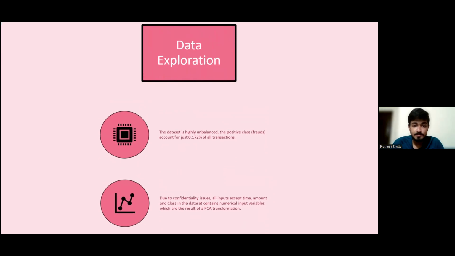I performed data exploration as well. Once I performed data exploration, I realized that this data set is highly unbalanced. The positive class, which is frauds, accounted for just 0.172% of all transactions. Due to confidentiality issues, all inputs except time, amount, and class in this data set contained numerical input variables, which are the result of PCA transformation.